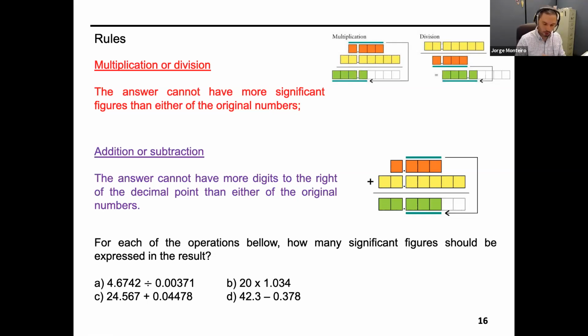Go back to the rules to count sig figs. Make sure you get this squared off, and then add the rules that I just showed you for multiplication or division.